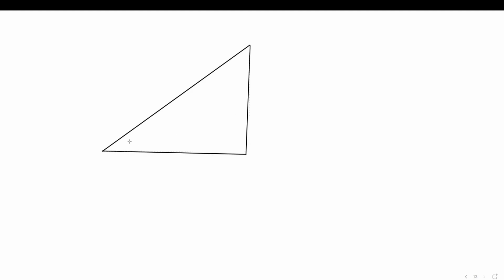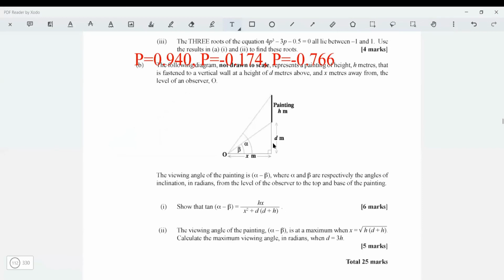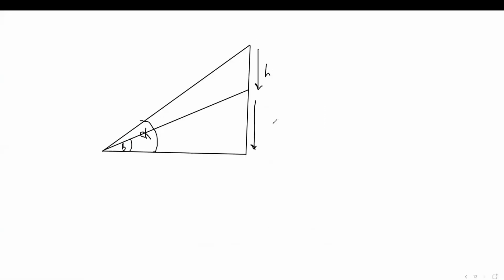So we have this here. Then they give us another triangle in it. The bigger angle is alpha. The small angle is beta. And then this height between here and here, and this height between here and here, they have to give you. Let's figure out what they say. That is h, d, and x. So this is h, this is d, and this is x.